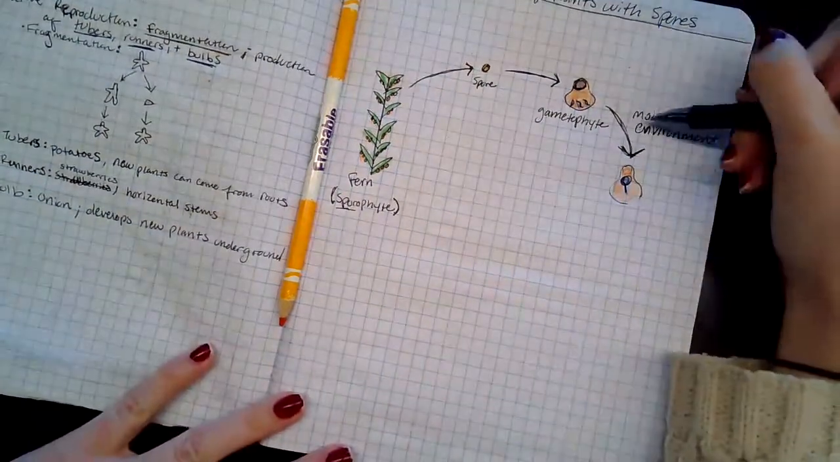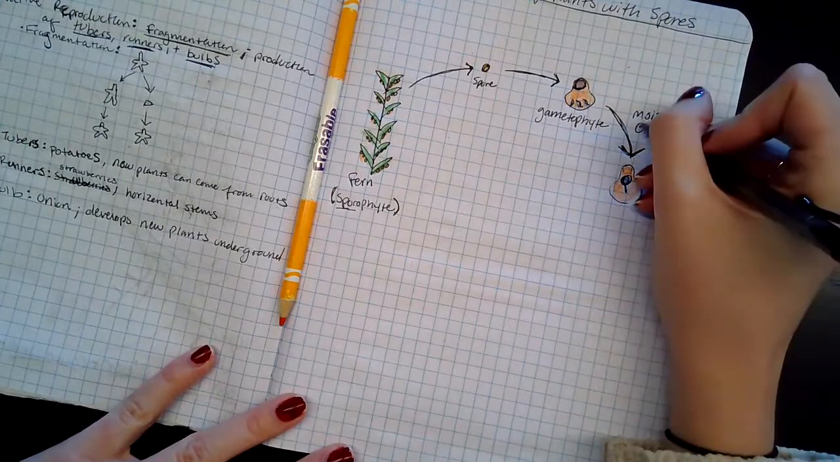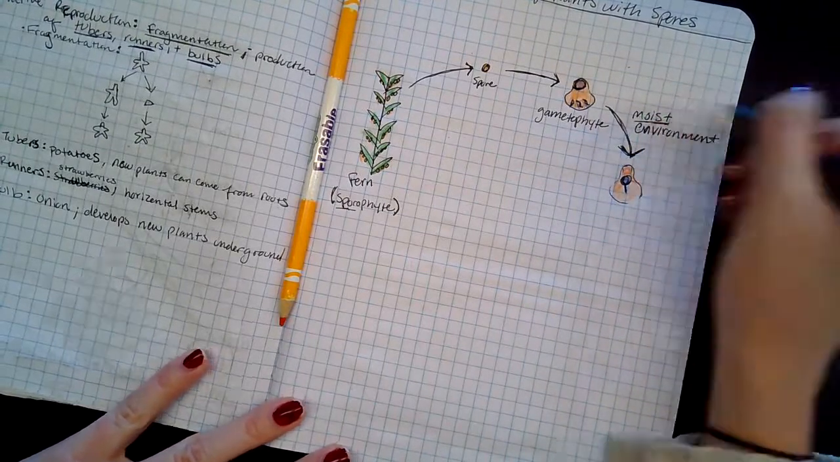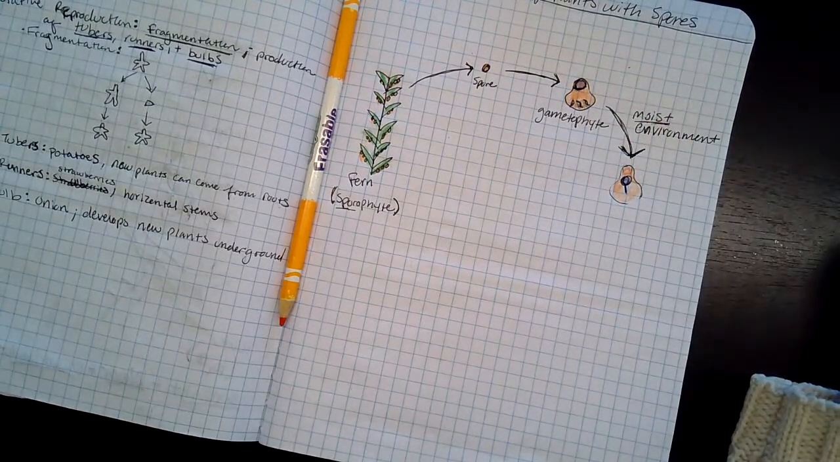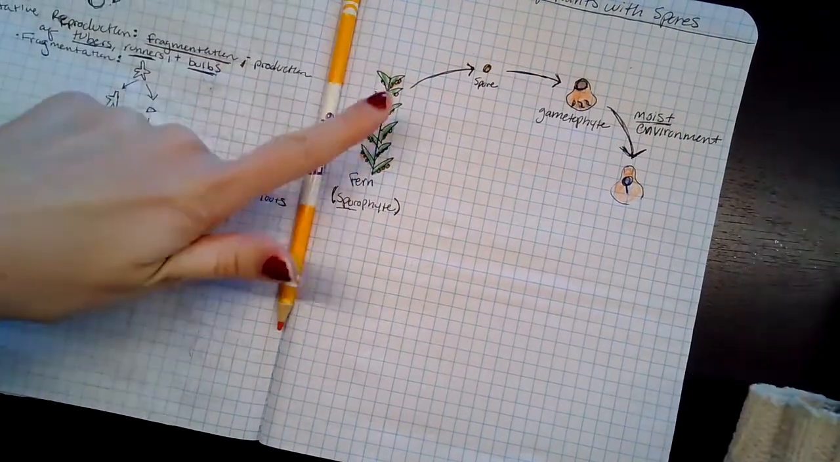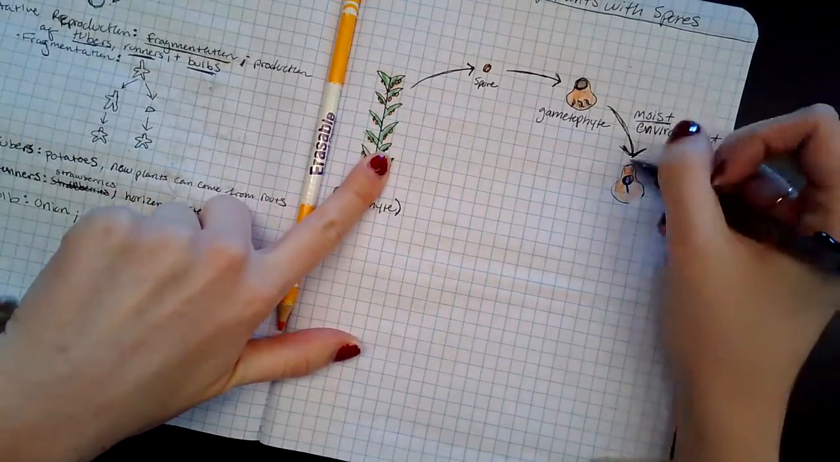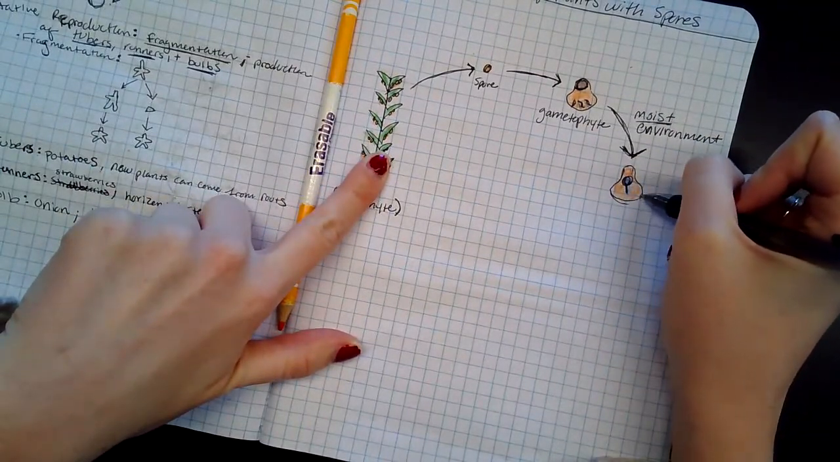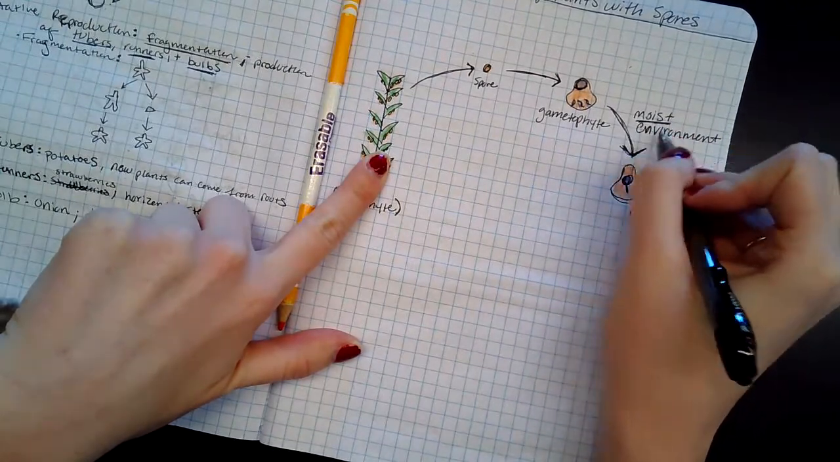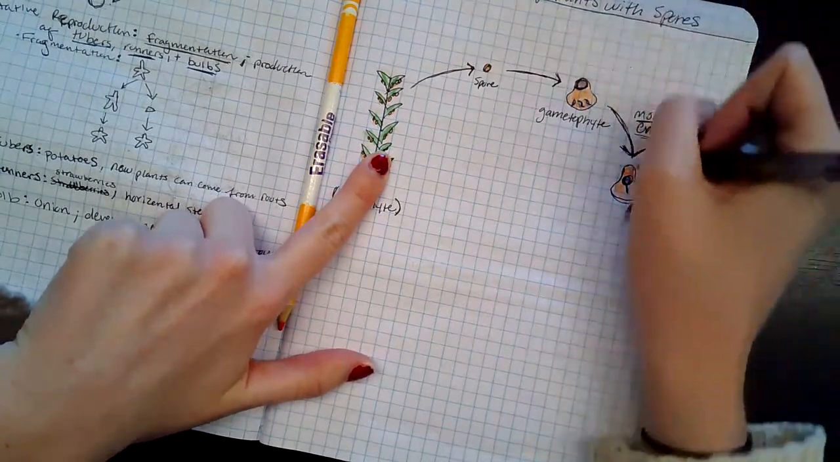So, in order for the sperm to swim to the egg, you need a moist environment. What does moist mean? It means wet, damp. There needs to be water present. So, we know that ferns must be in wet, moist environments in order to reproduce, because you need that moist, wet environment in order for the sperm to swim to the egg.